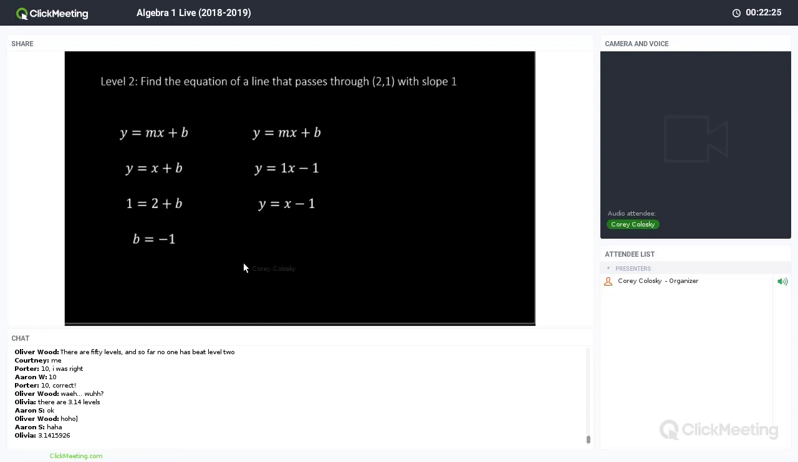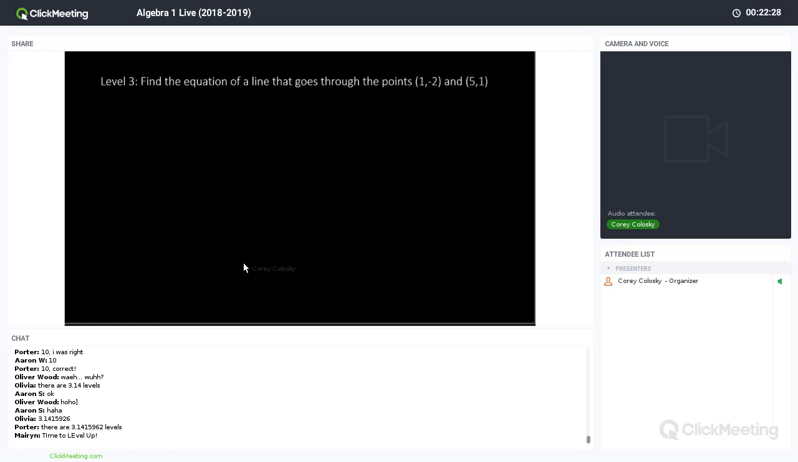We'll go on to level 3. Here we go. You guys ready for this next level? Level up. All right. So here, with level 3, we are told to find the equation of a line that goes through the points (1, -2) and (5, 1). All right. So I'll begin explaining this one, and then you guys can try to finish up or just kind of watch me go along here.